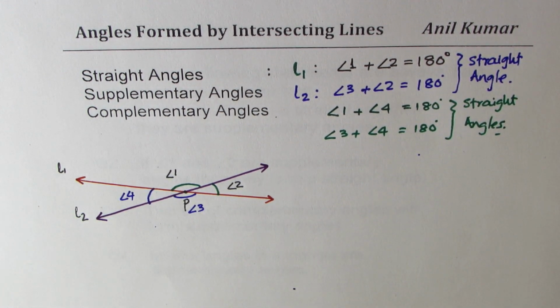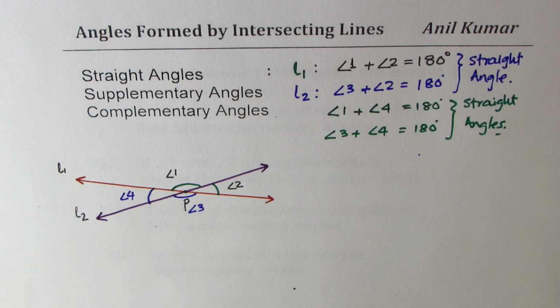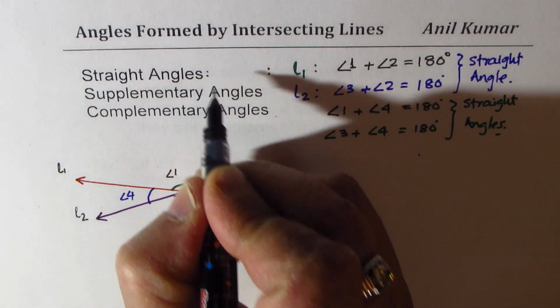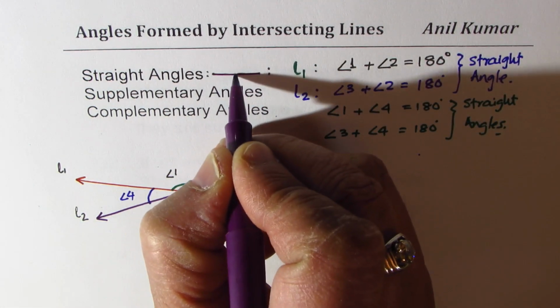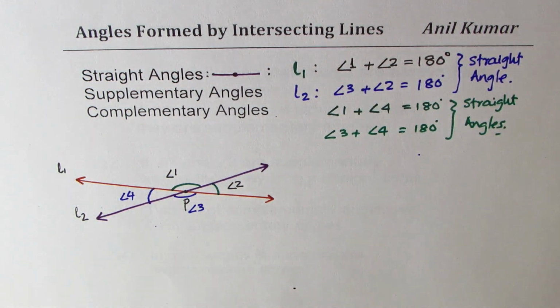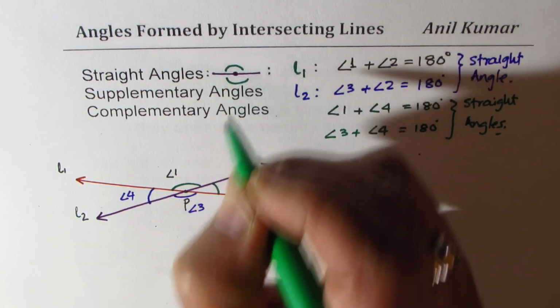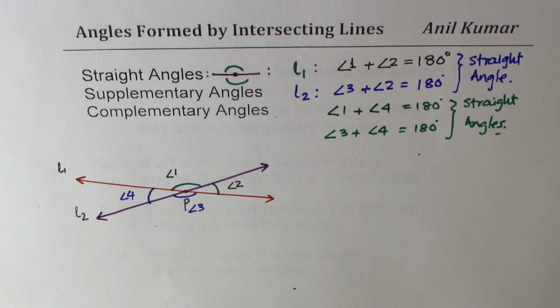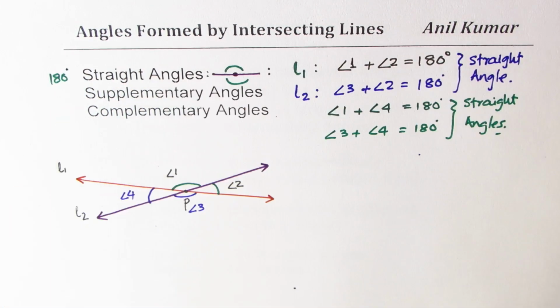So what you really notice here is that straight angles means angles along the same line, right? So straight angles, in short, are drawn like that. A straight line with a point in between. So it will give you two straight angles. Let's say this is one and the other one is this. So those are the straight angles which are formed when you have a line. And always the measure of a straight angle is 180 degrees.